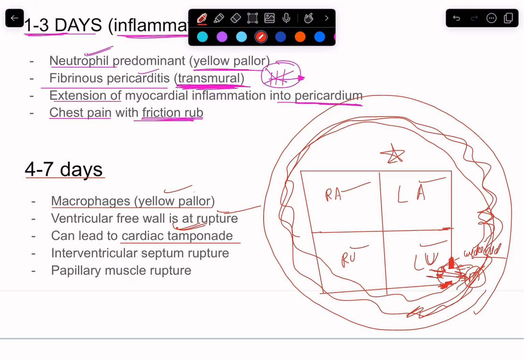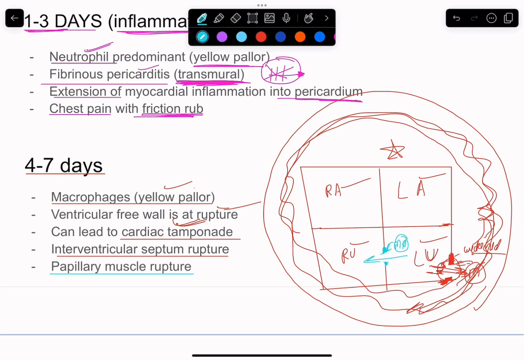One other complication that you can see is interventricular septal rupture. So this can be seen here. Same thing, the macrophages come, they secrete some proteolytic enzymes, this will get weakened and eventually it will rupture. As we know, the left ventricle is highly contractile as compared to the right ventricle, so the contractile force of the left ventricle is greater, so the blood will flow from the left ventricular tract to the right ventricular tract, and this will further create complications. And the last thing that you can see is papillary muscle rupture.